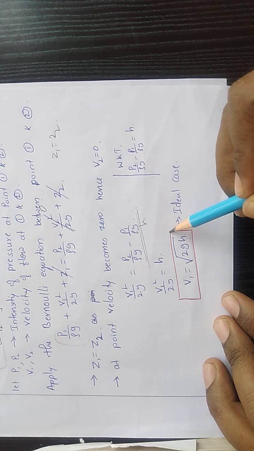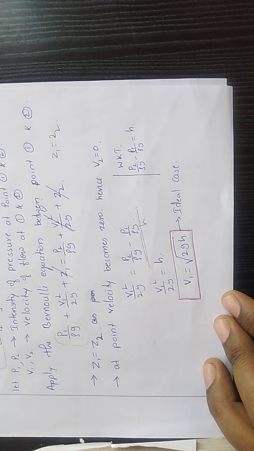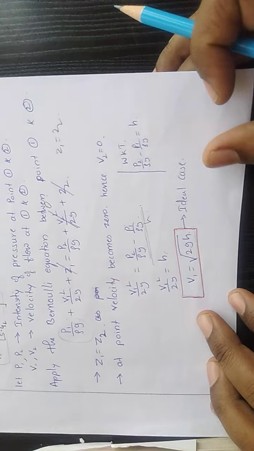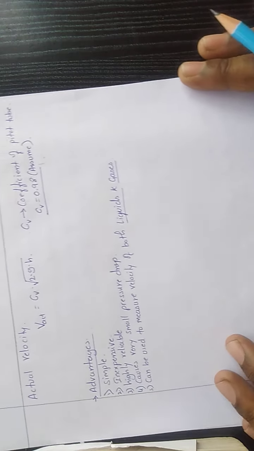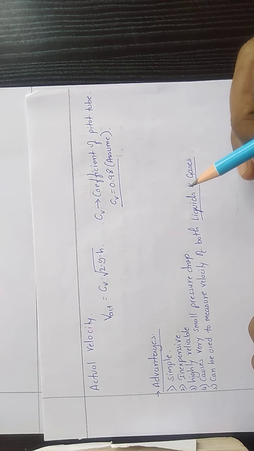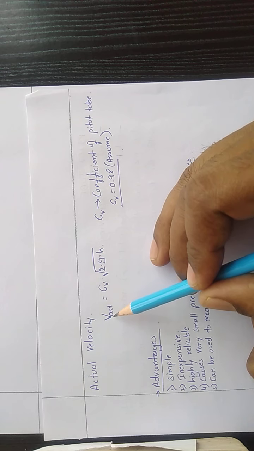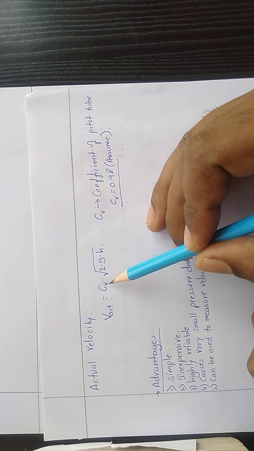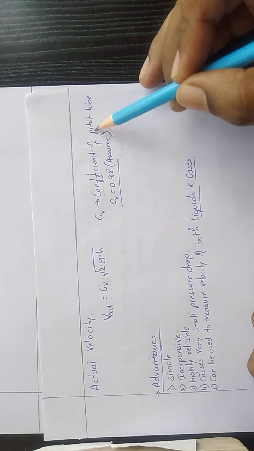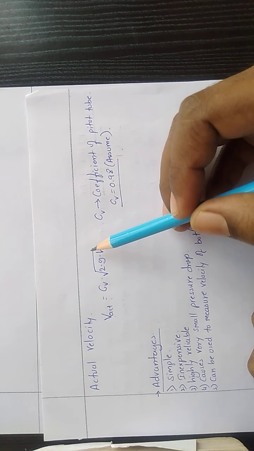Okay, so this is the expression for the pitot tube. This is the ideal case. Always, when the fluid is flowing, there will be some losses in the pipe due to friction and for some other reasons. So actual velocity is equal to Cv, which is nothing but the coefficient of the pitot tube, into root 2gh.